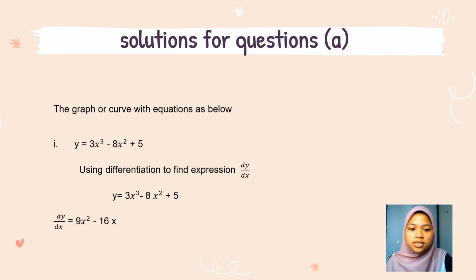Find the coordinates of any stationary points on the curve. At a stationary point, dy/dx equals 0, so 9x^2 minus 16x equals 0. x equals 0. When x equals 0, y equals 3 times 0^3 minus 8 times 0^2 plus 5, which equals 5. When x equals 1.78, y equals 3 times 1.78^3 minus 8 times 1.78^2 plus 5, which equals negative 3.43. Therefore, the stationary points are the coordinates (0, 5) and (1.78, negative 3.43).